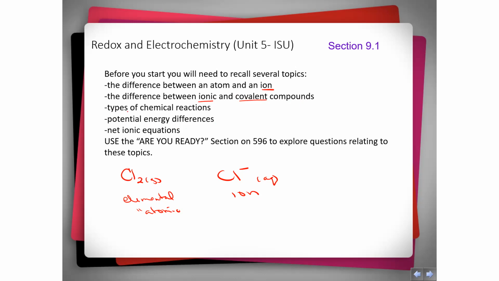You want to think a little bit about the types of chemical reactions: synthesis, decomposition, single displacement, double displacement. And we're going to talk a little bit about voltage and potential energy differences. And then the last thing that should be familiar to you is something called a net ionic equation. That's a sum of just the ions that are involved in a reaction, not the spectator ions that exist on both sides of the equation. So if you need to look at any of that, you can try the Are You Ready section on page 596 to work on that.